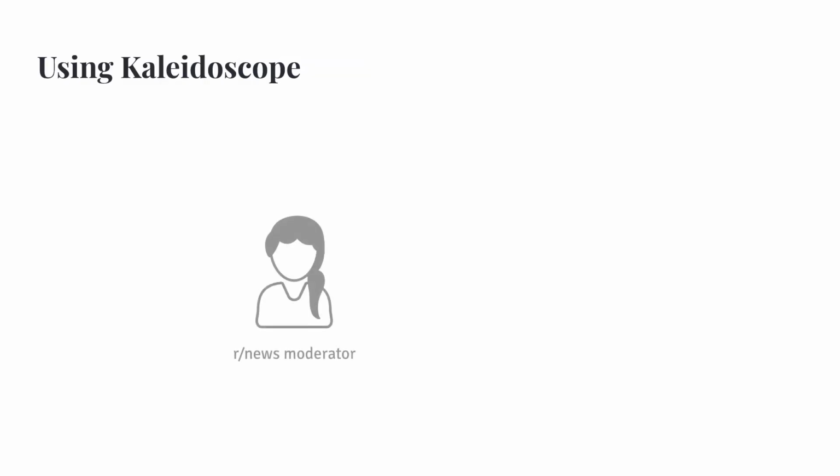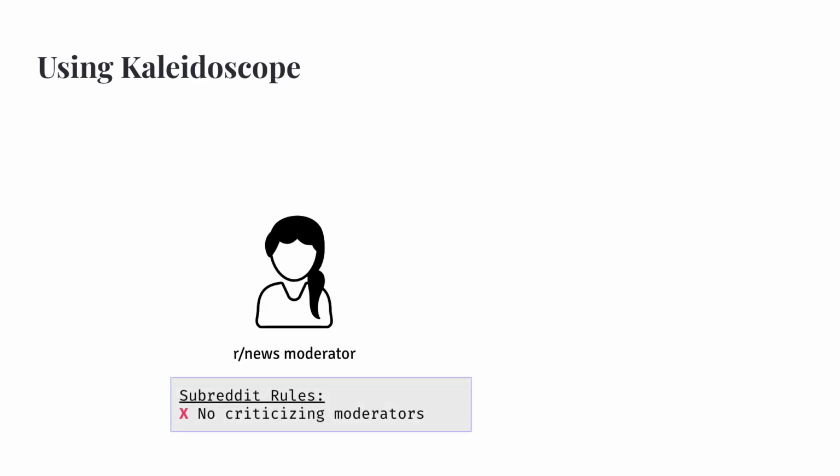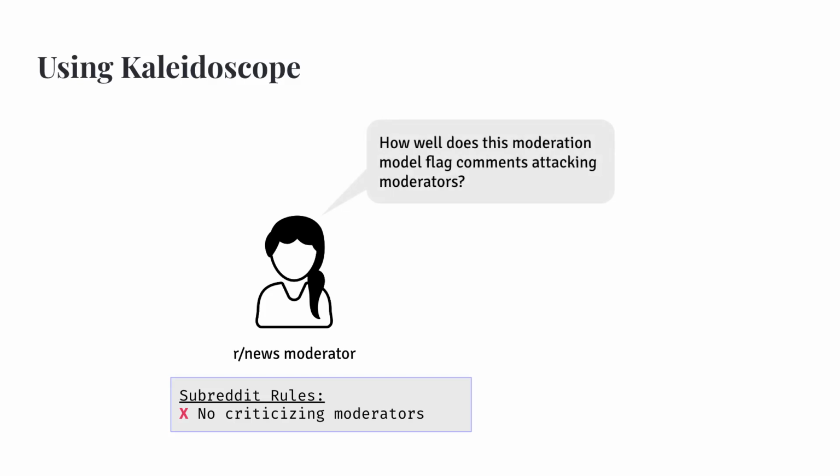So let's say I'm a moderator of the news subreddit, and in this subreddit, comments insulting moderators are not allowed. So I want to ask the question, how well does this moderation model deal with those kinds of comments? For this example, the system will be seeded with data from my context of r/news. As a heads up, in a few slides, I'll be showing screenshots with real data, and many of the comments can be quite offensive.